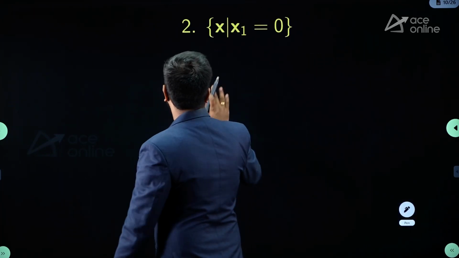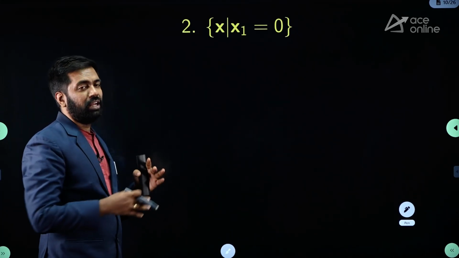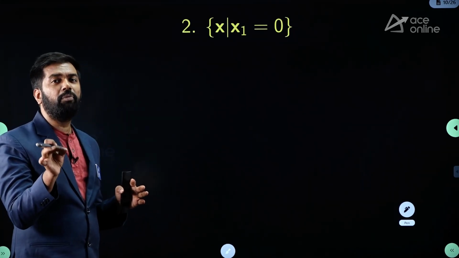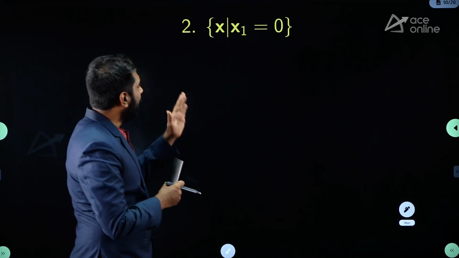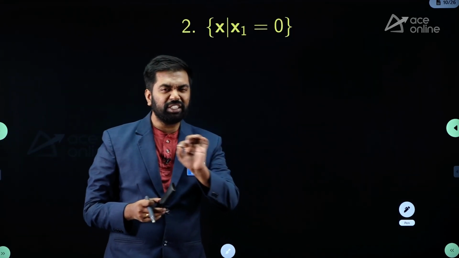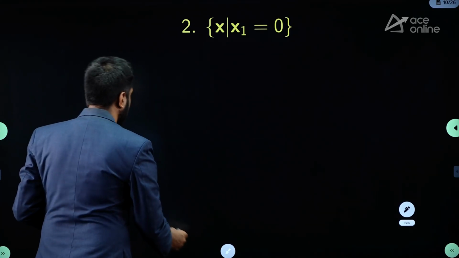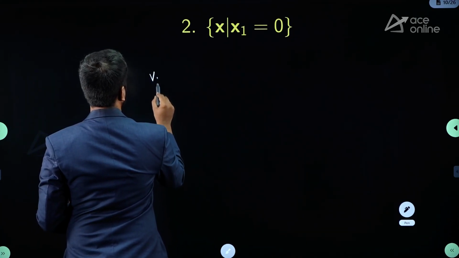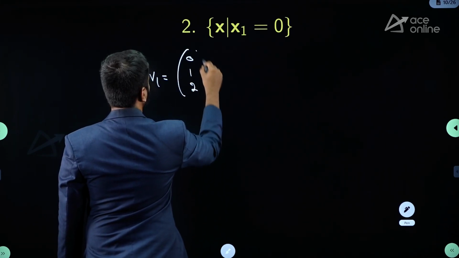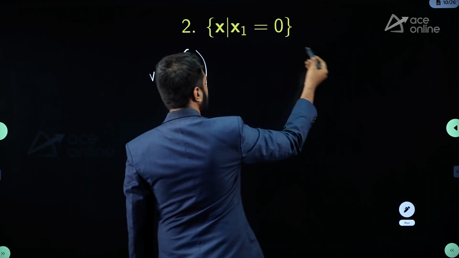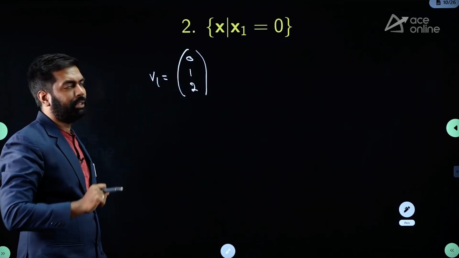So this problem is about a set of vectors such that the first component is always 0. If you want any vector to be part of this set, then you have to make the first component 0. So, let me generate some vectors: 0, 1, 2. Again I am taking n as 3 only. In almost all problems I will be taking n as 3, to keep things simple.